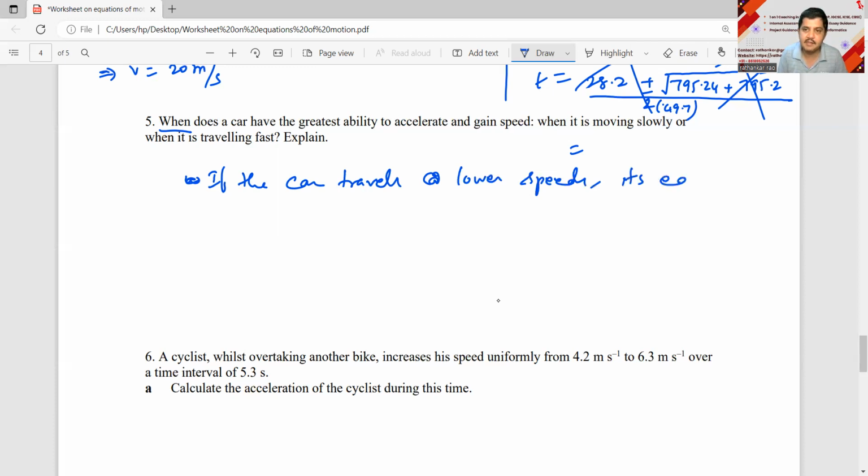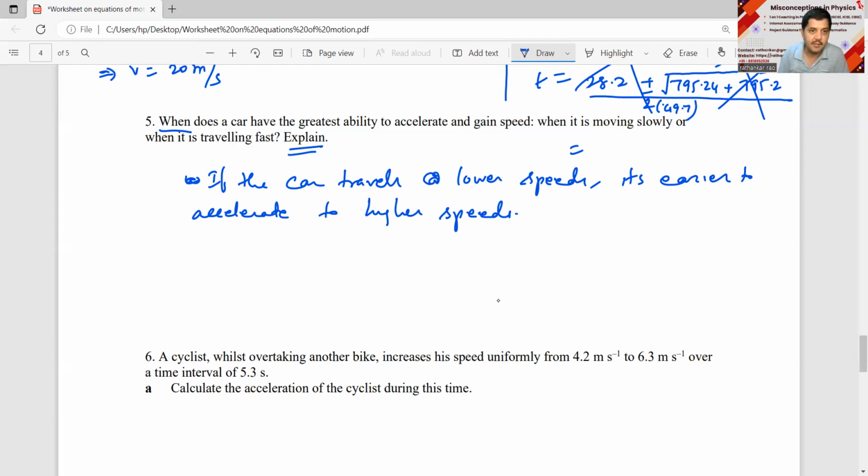it's easier to accelerate to higher speeds. This is known to us. And then when it is moving slowly, so we have answered the question. Then explain. There are two command terms over here. Definitely this should be asked for 3 marks.